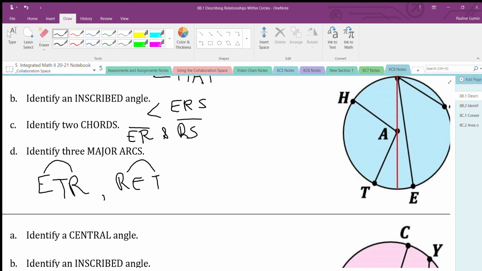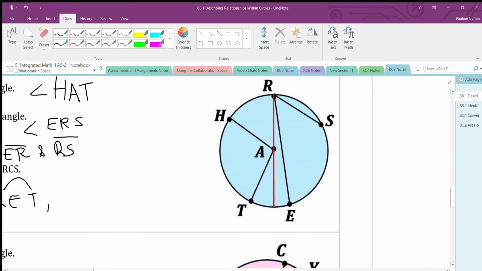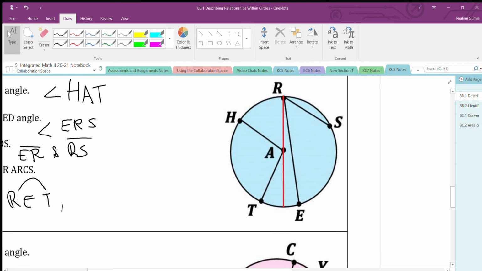R-E-T. And the third one that I see, let's see if I can use another letter. Yes, let's try using H. H-R, no, not H-R-S, that's not enough. Let's go a little further. H-R-E, yeah, because then we have half the circle here and this little space. Perfect. H-R-E.